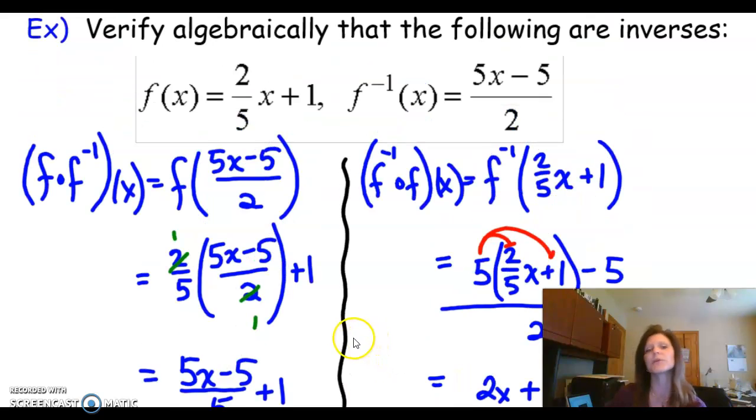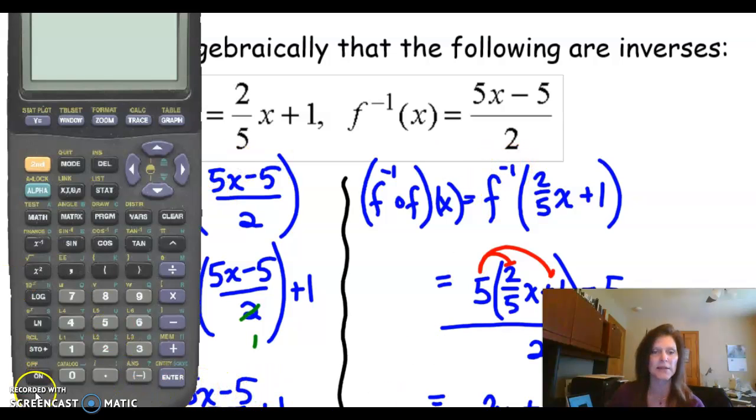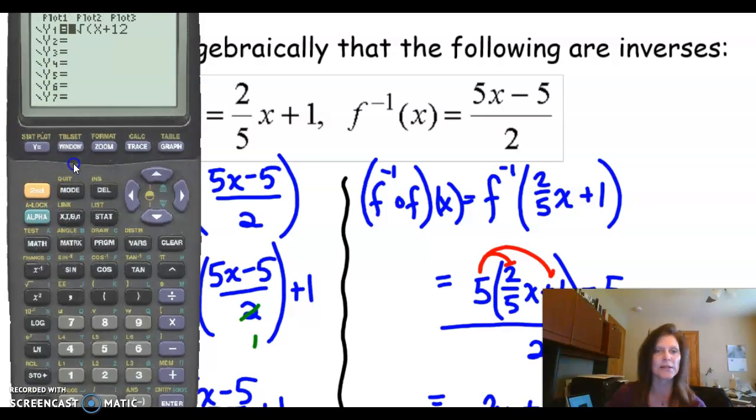Like I said, the other thing we could do is to put both of those into our calculator. So let's take a look at that. So if I turn my calculator on, and I'm going to clear out anything that's in there, we're going to start fresh. So we have 2/5, 2 divided by 5, x, and then plus 1. So that's my first function. My second one, I wanted to understand all of this is divided by 2, so it's the 5x minus 5 in parentheses, and then we're going to divide that by 2.